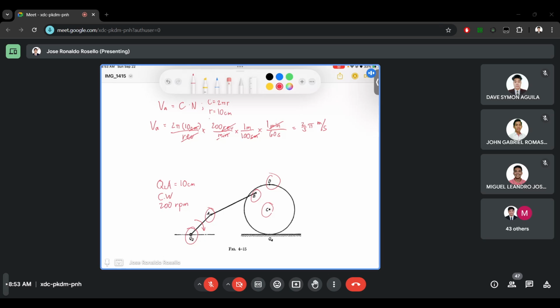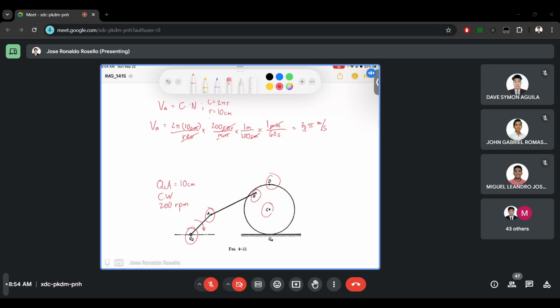So 2 times 10 times 200 divided by 100 divided by 60. 2/3. Okay. So VA is 2/3 pi meters per second.